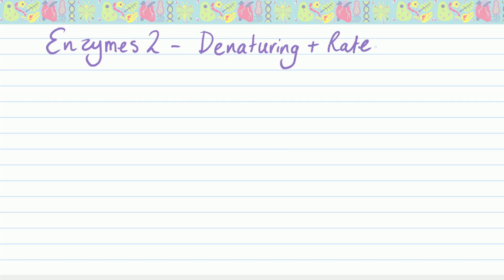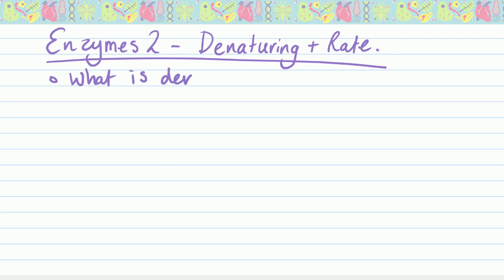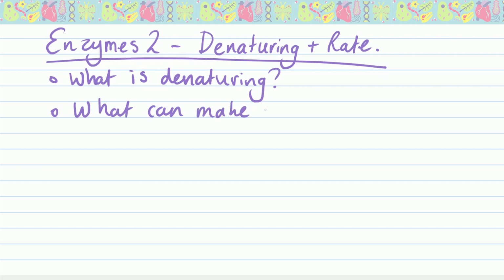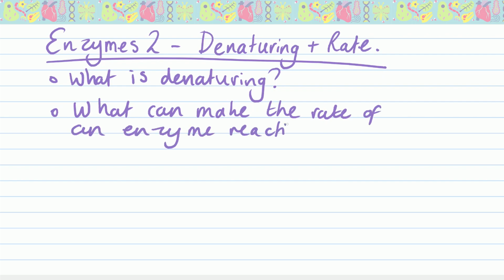So what we're going to be having a look at today is what denaturing is, what can cause an enzyme to denature, and how you can make an enzyme controlled reaction go faster or slower, mainly looking at the effect of temperature and pH, which is what you'd be expected to look at in practical exams as well. So as always, grab some paper, grab those pens and follow along with me.